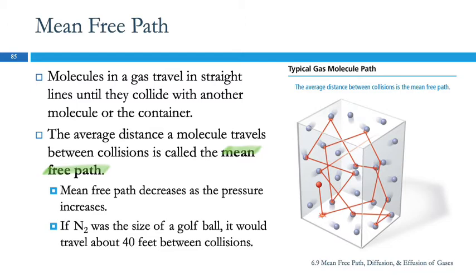Just as a larger scale illustration, if nitrogen, the main component of air, was the size of a golf ball, it would travel about 40 feet between collisions. So if you can imagine golf balls zinging around the room 40 feet before they run into something.